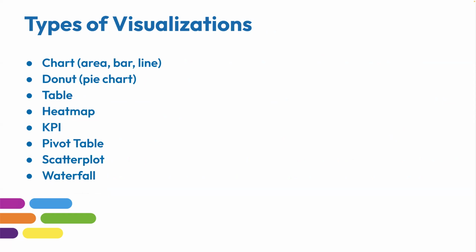So the types of visualizations that you're going to be seeing in discovery boards, you'll have your normal charts, which are your area, bar and line, or donut and pie charts, and tables that look like a spreadsheet. And you'll find those all are able to be accomplished with an advanced report or a matrix report. But with discovery boards, you also have access to visualizations like heat maps, KPIs, which are key performance indicators, pivot tables, scatter plots, and waterfall charts.